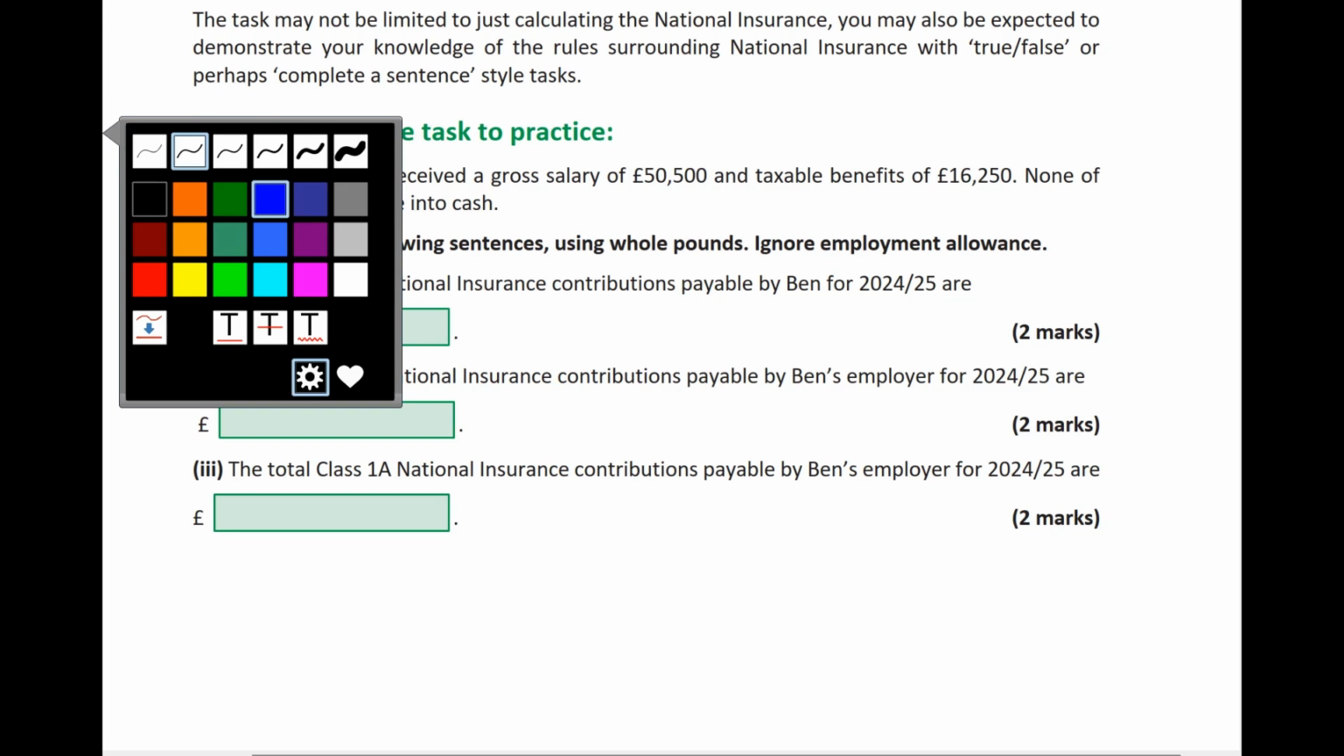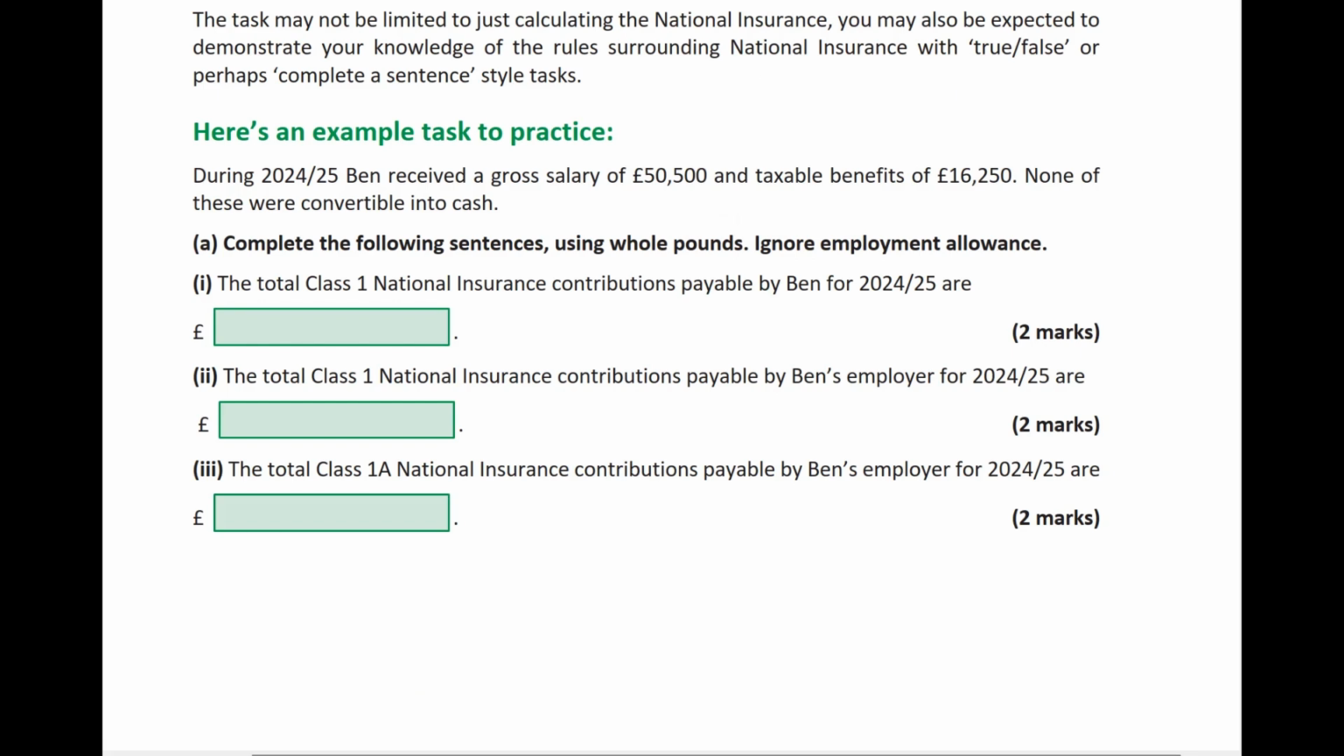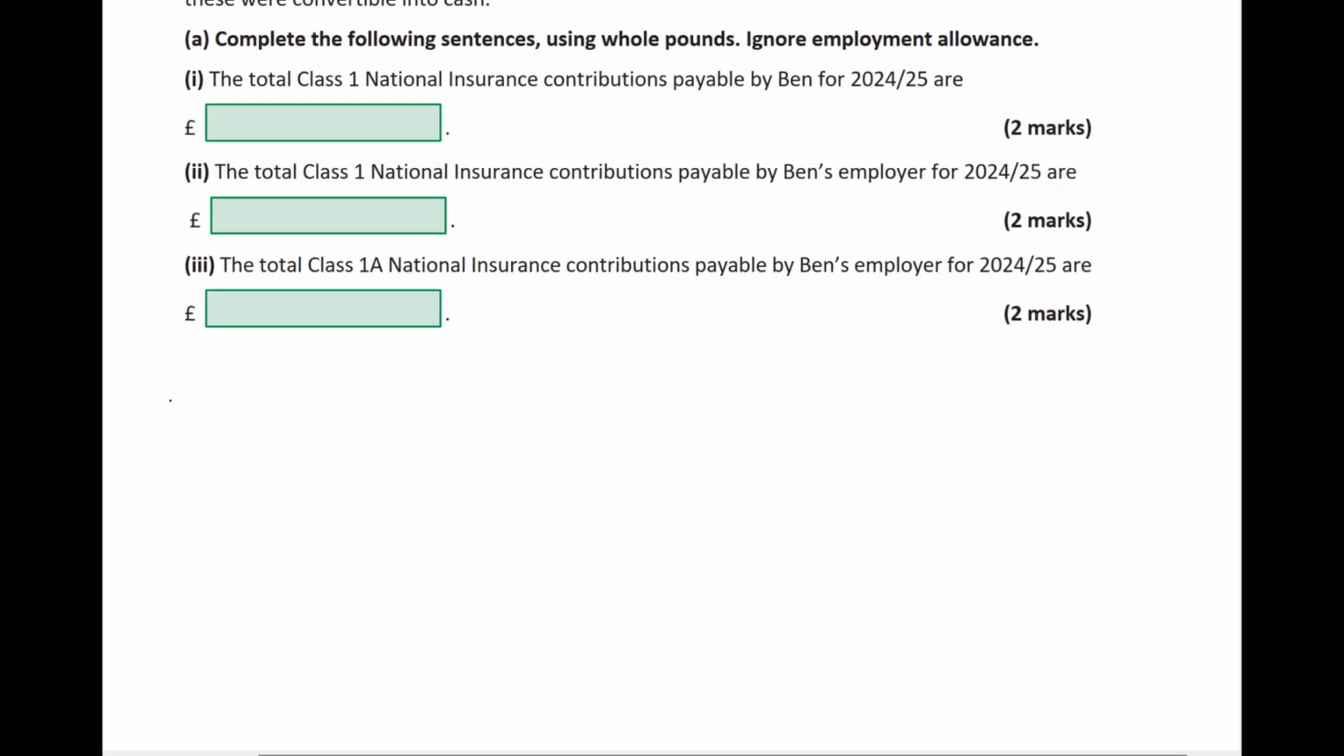Okay, so let's get the reference material open perhaps and see what the limits are. So for an employee, below 12,570, we pay 0. Anything between 12,570 and 50,270 is at 8%, and over that top threshold of 50,270 is then at 2%. So that's what we're going to be doing here. I'm going to put a little working on the bottom so you have something to follow along with. So we're basically saying the first 12,570 is at 0%. That's going to be 0.